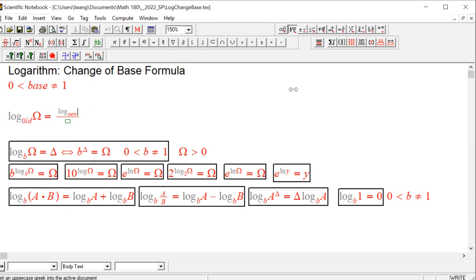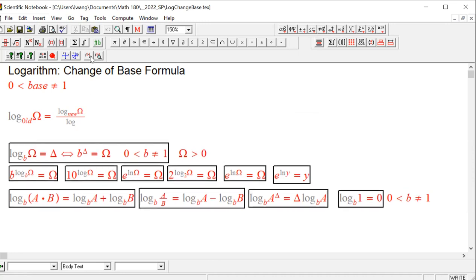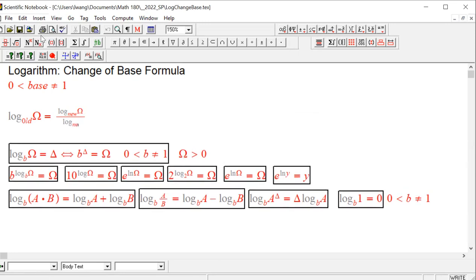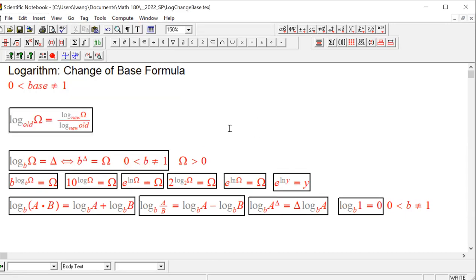Of omega, divided by log base the new base of the old base, because the entire old base will be converted to the new base, but this time it's going to be on the old. Okay, so let me put this as lowercase. So the old base can be transferred to the new base, and this is the change of base formula.